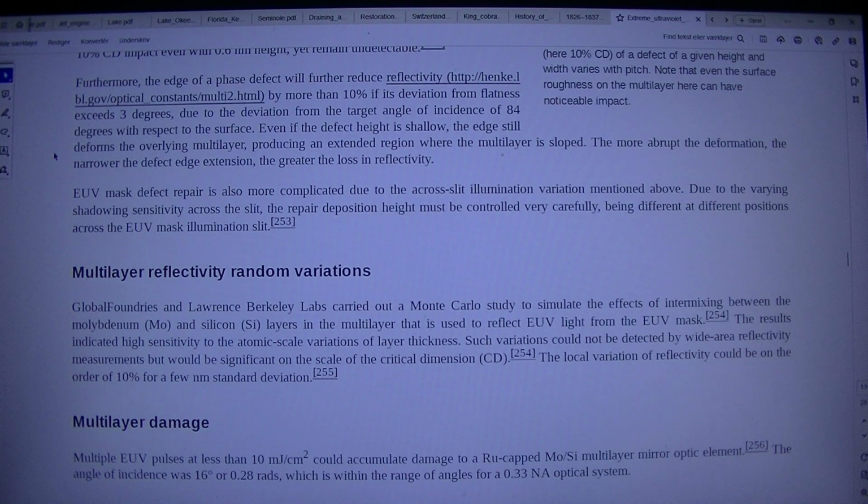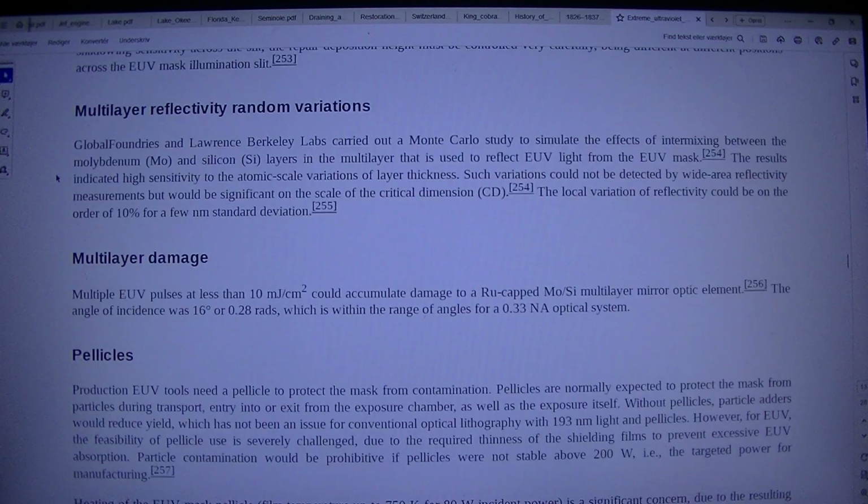253. Multilayer reflectivity random variations. Global Foundries and Lawrence Berkeley Labs carried out a Monte Carlo study to simulate the effects of intermixing between molybdenum, Mo, and silicon, Si, layers in the multilayer that is used to reflect EUV light from the EUV mask.